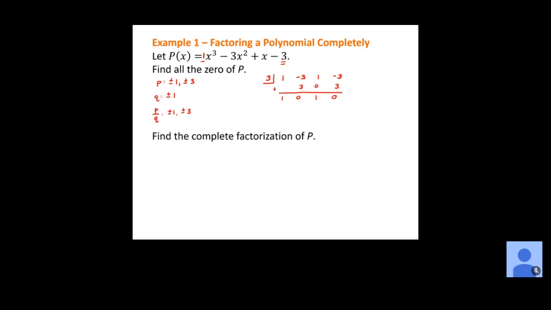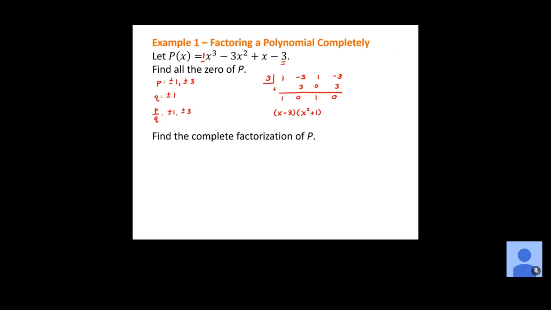Now, since we started with an x cubed and we found a zero that actually works, that tells us that x minus 3 is one of our factors, and what's left over now is going to be x squared plus 1.